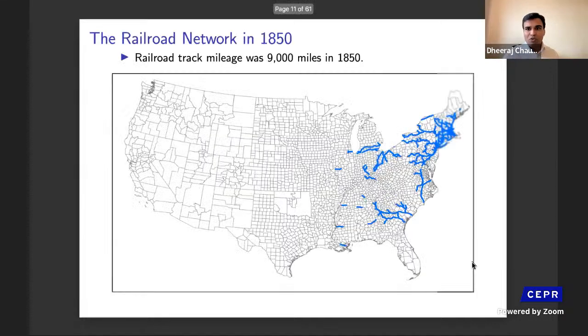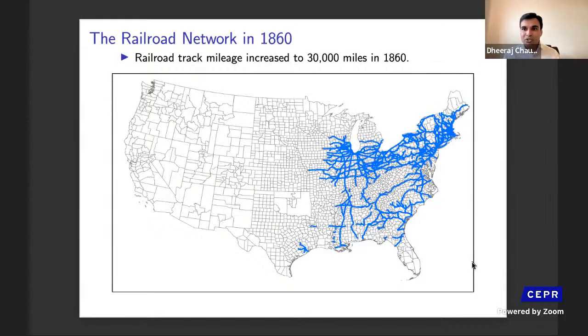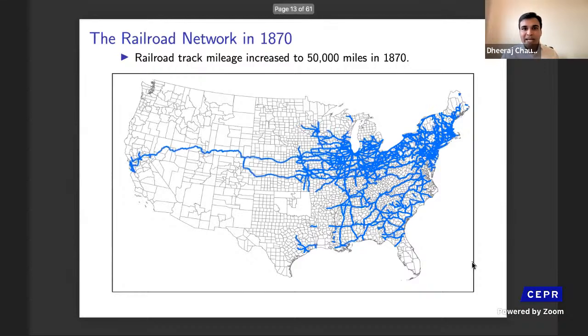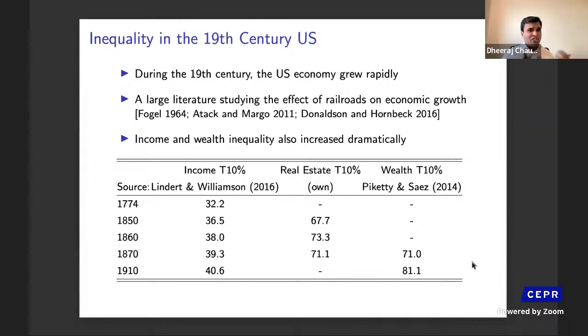Over the 19th century, the railroad network expanded in the US rapidly. In 1850, only 9,000 miles of track is there, and most of this track is in the northeast of the US. By 1860, the railroads reached the Midwest, and by 1870, around 50,000 miles of track is built, and the railroads connected the East United States to the West United States with the completion of the transcontinental railroad. So there is a large historical debate about the role of railroads in contributing to the US economic growth. And it's a huge literature.